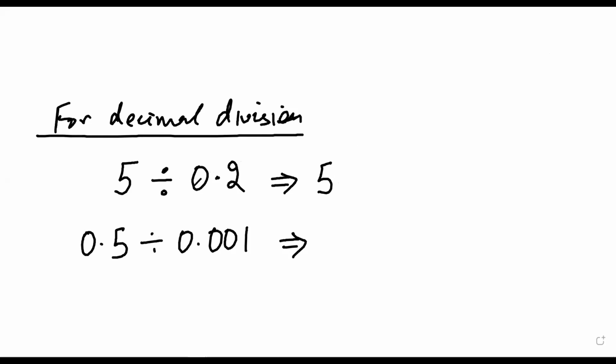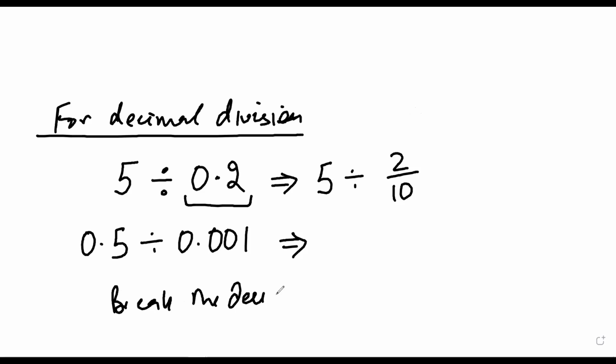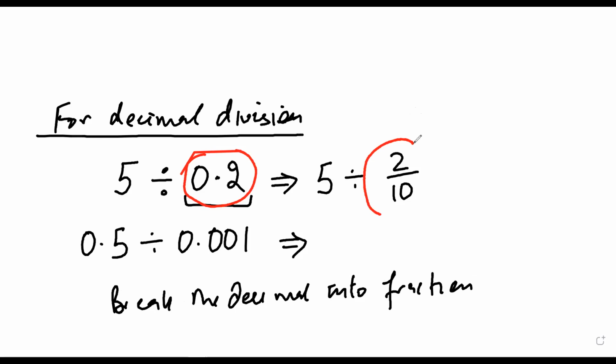See, usually the easiest way to do this is to break the decimal into a fraction. So what this means is, this is 0.2. This can be written as 2 by 10. Any doubt about this?